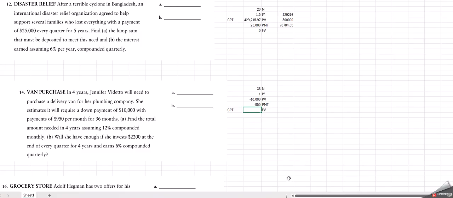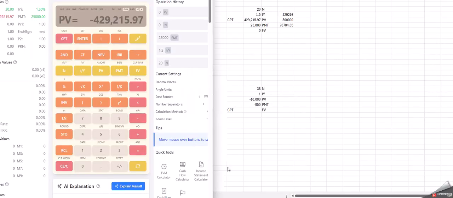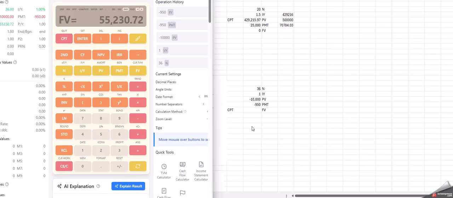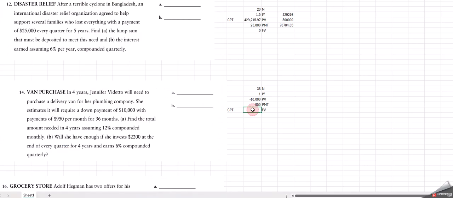All right, so now let's go back and bring that calculator up. So 36 is our N. 1 is the IY. Again, these are going to be the same direction because it's money I'm paying. So I'm going to make them both negative. So 10,000, push the plus or minus button, push the PV button, paying out $950, so make that negative, and that's the PMT. And then now compute the future value. So 55,230.72.